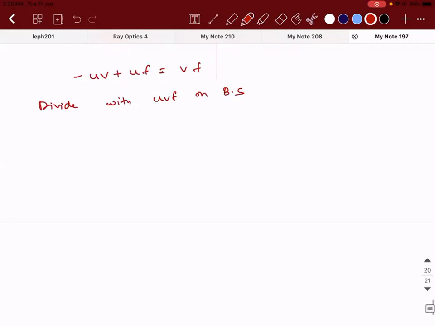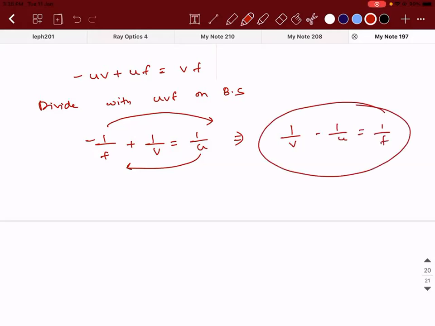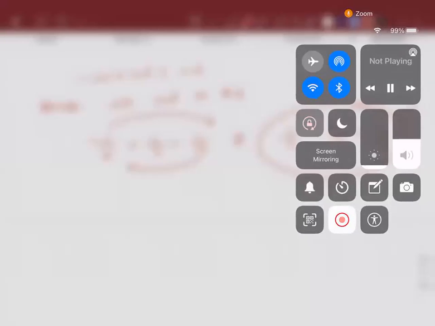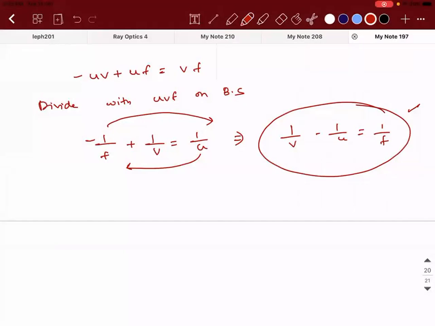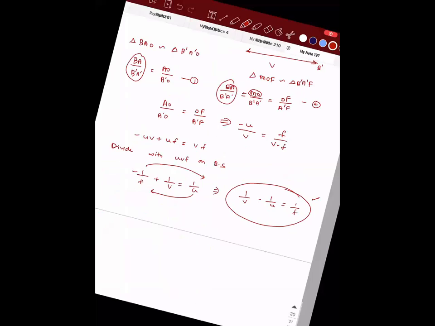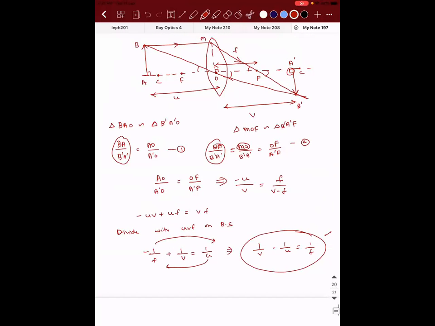What are you going to get? Minus 1 by F plus 1 by V is equal to 1 by U, which implies take this to the other side, bring this to the other side. 1 by V minus 1 by U is equal to 1 by F. And this is what is called as lens formula. The previous one, which we discussed, was called as lens maker's formula. This is called as lens formula. So I suggest everyone to copy it.